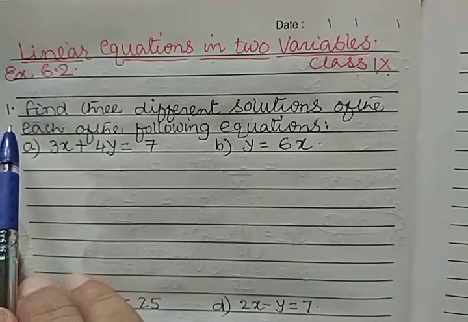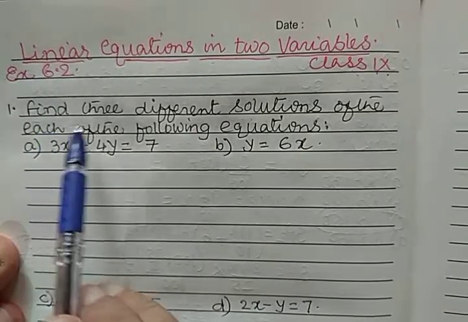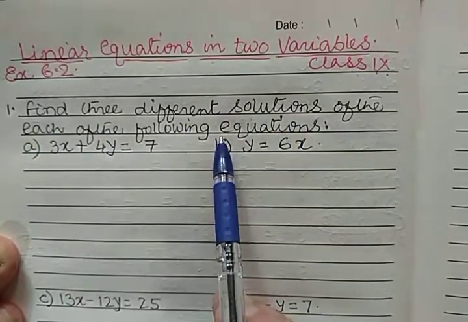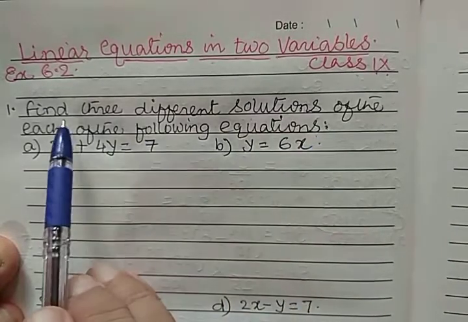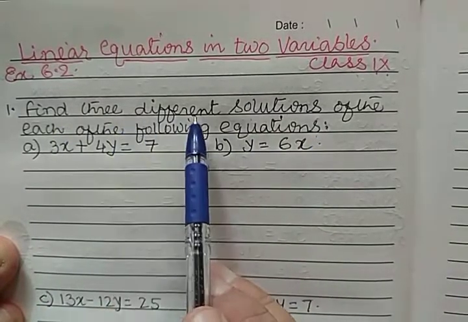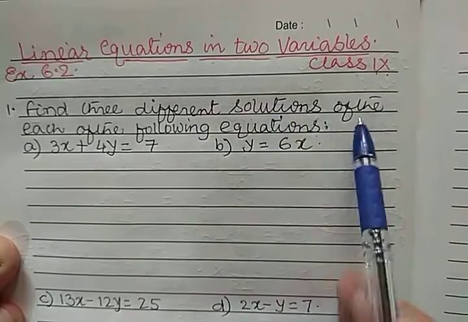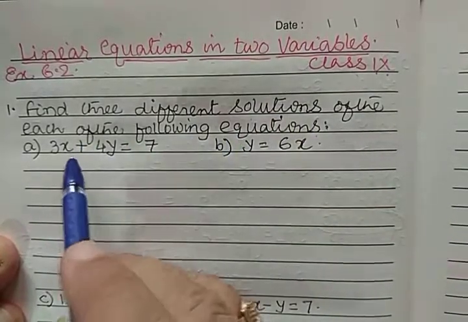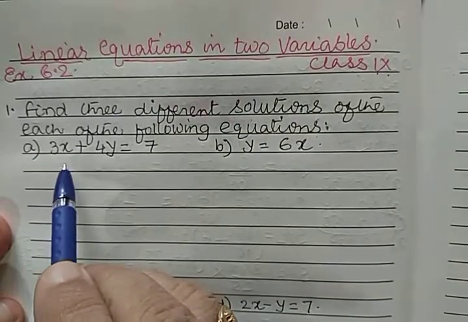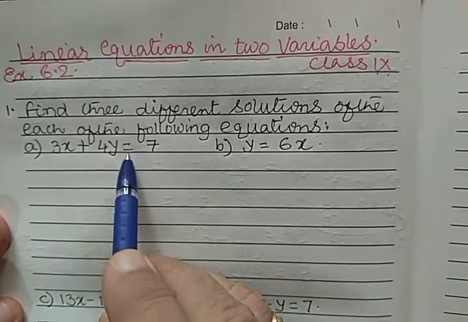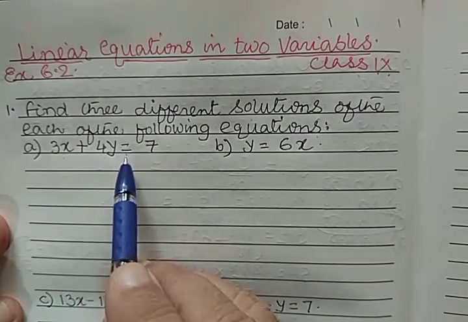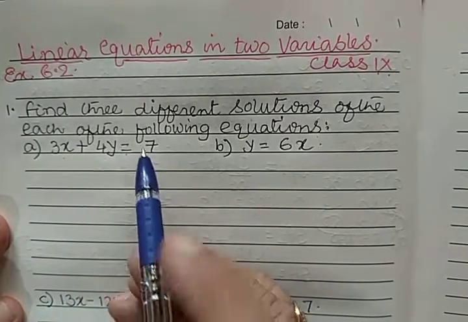The first sum reads like this. Find three different solutions of each of the following equations. The first equation is what? 3x plus 4y is equal to 7.